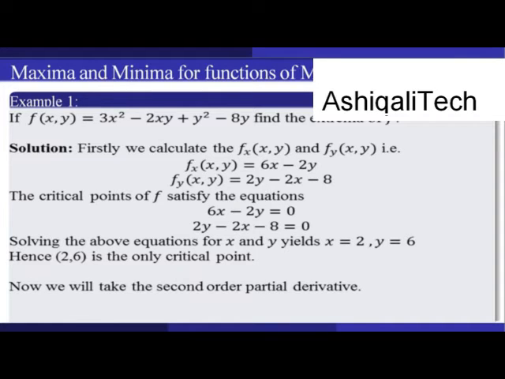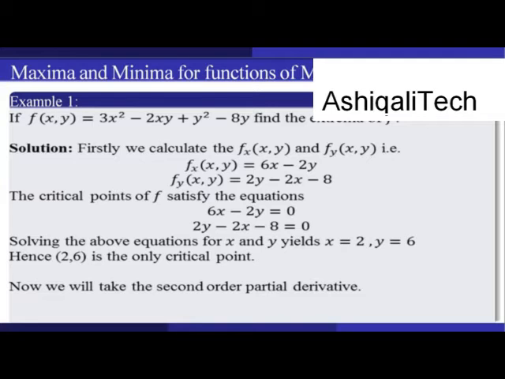Now we calculate the critical points. The critical points of the function f of x, y satisfy the equation fx equal to 0, that is 6x minus 2y is equal to 0, and similarly putting fy equal to 0, we get 2y minus 2x minus 8 is equal to 0. Now solving the above equations for x and y, we get x is equal to 2 and y is equal to 6. Therefore, (2, 6) is our critical point.